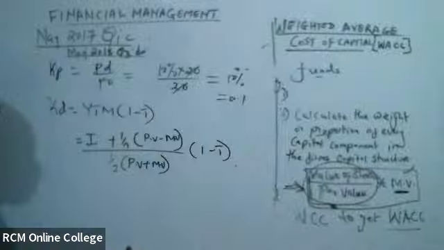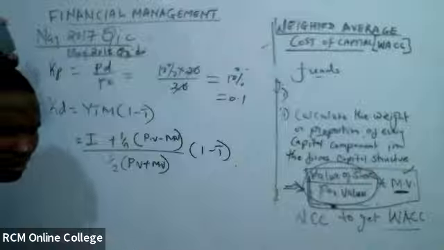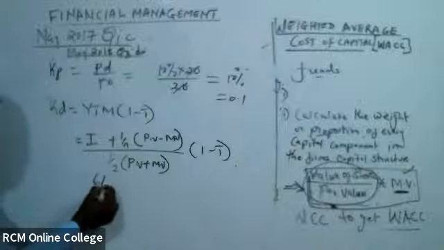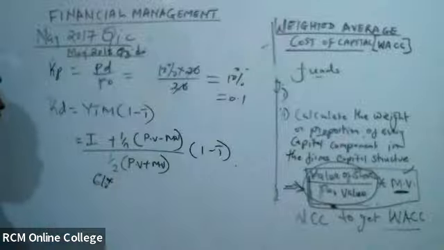Unajua tunatafutaga par value. Tunatafutaga interest on par. So the rate is, people are giving me 6%. So I just have to put 6% of par. What is the par value? Par value ni ngapi? Alitupatia hapo. Hiyo ndio par value tulikuwa tumepewa already.